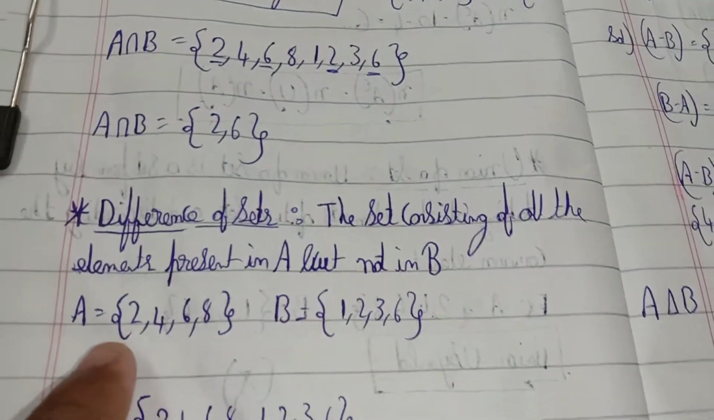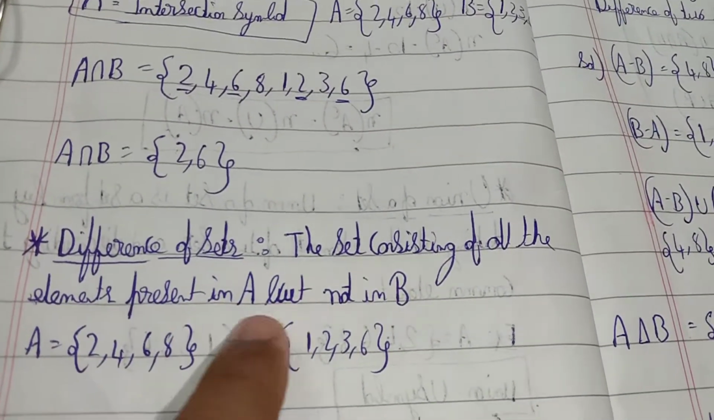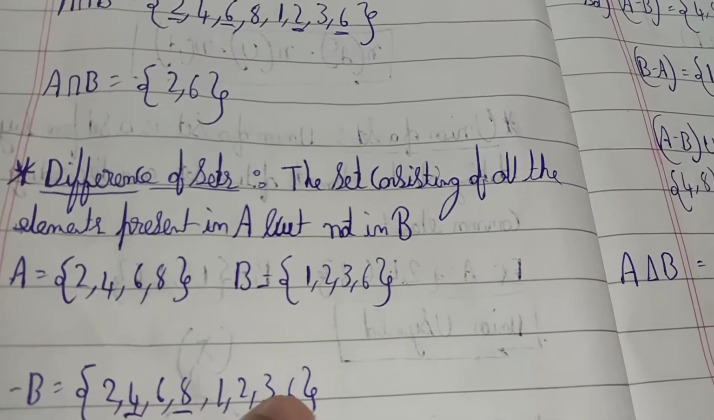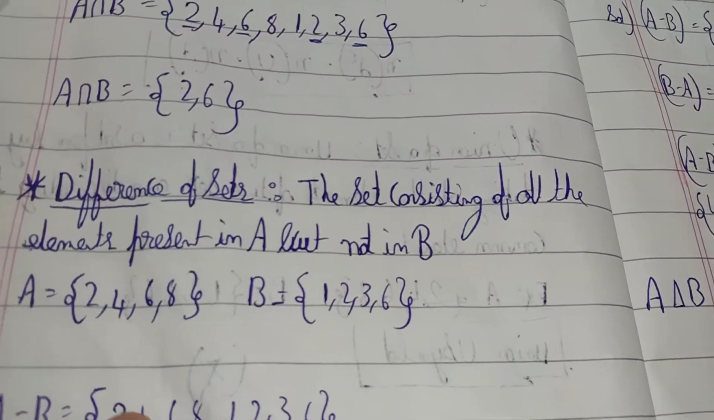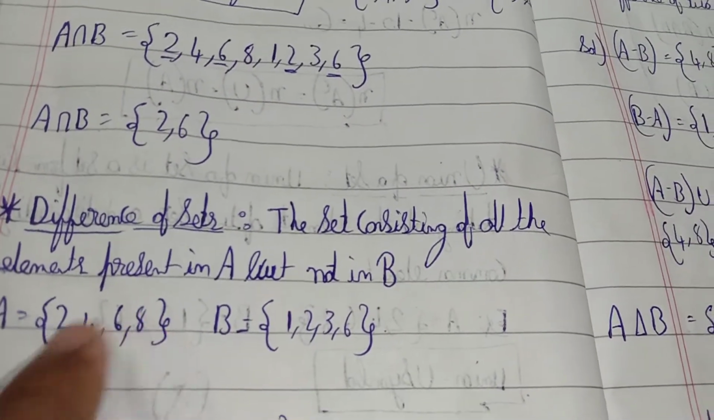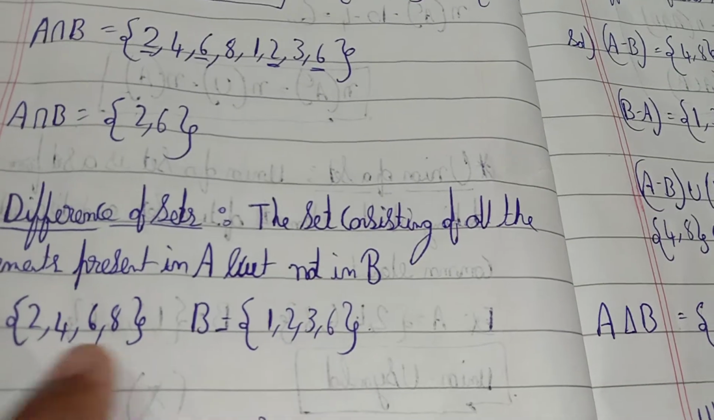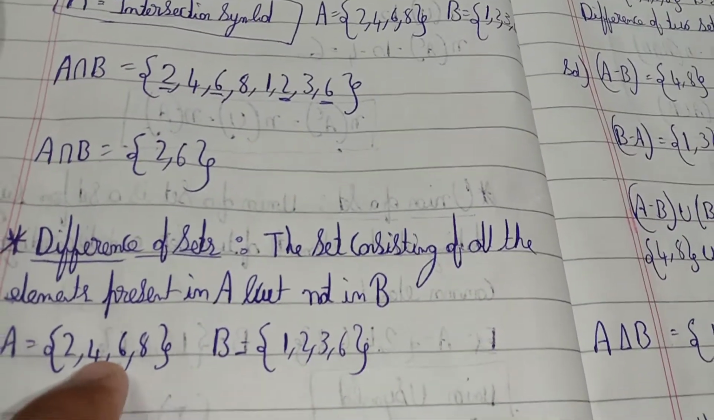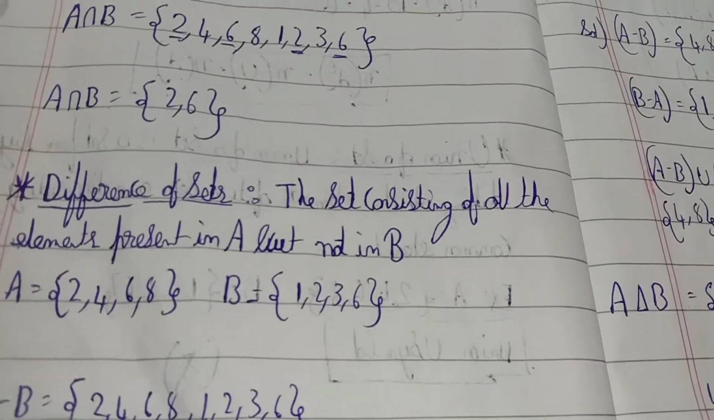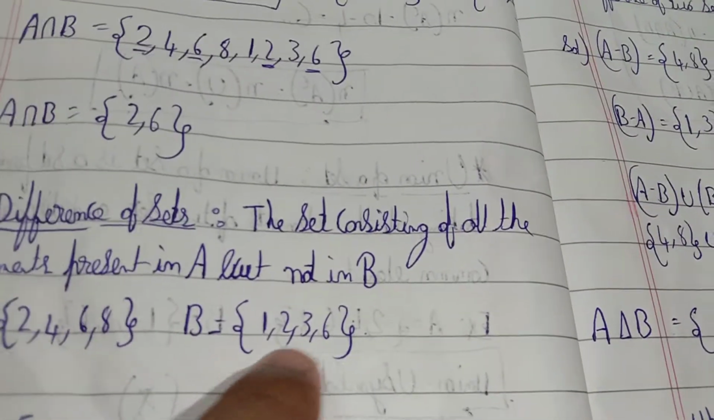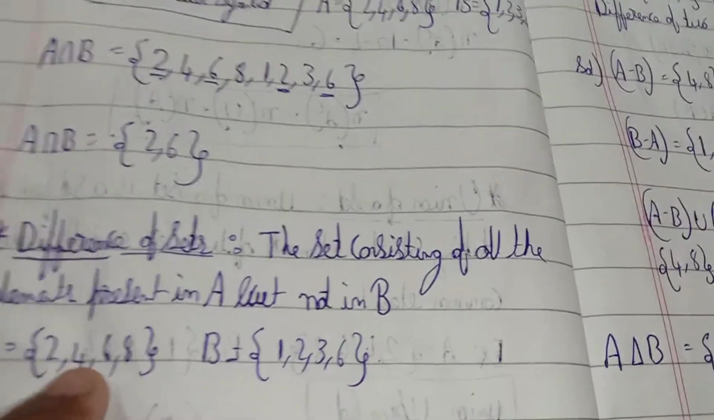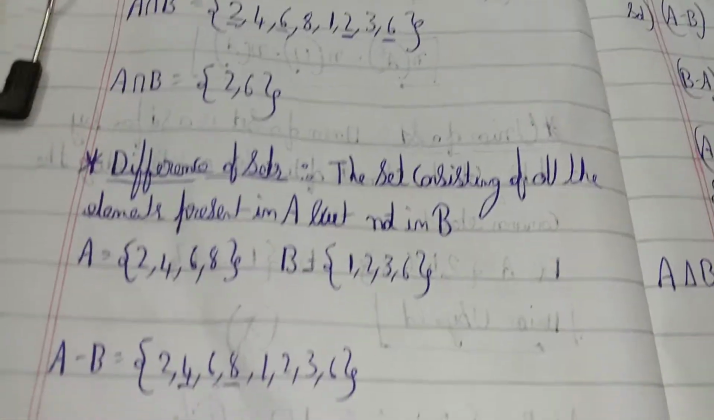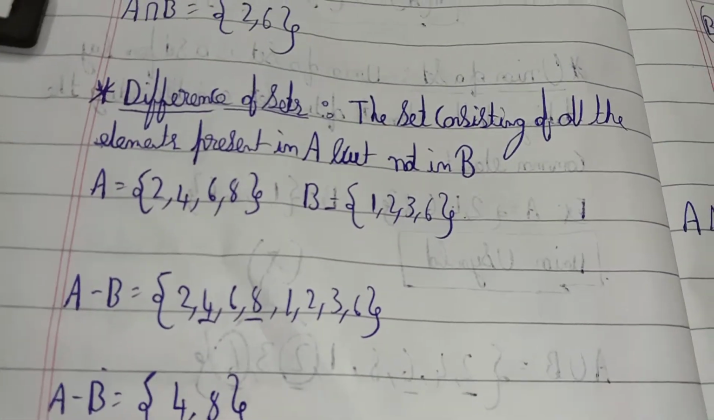They told the set A and B are two sets. In that, 2, 4, 6, 8, 1, 2, 3, 6 we should combine. But in set A, 4 and 8 are the new elements, but in set B, 4 and 8 are not there, 2 and 6 are there. They told what are the new elements in set A that you should write. Here 2, 4, 6, 8 is there. In set B 1, 2, 3, 6 is there. Here 2, 6 are there in B, but 4, 8 is not in set B. So the answer is A minus B equals 4, 8.